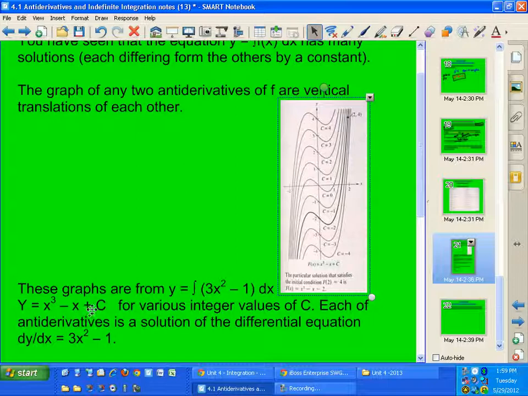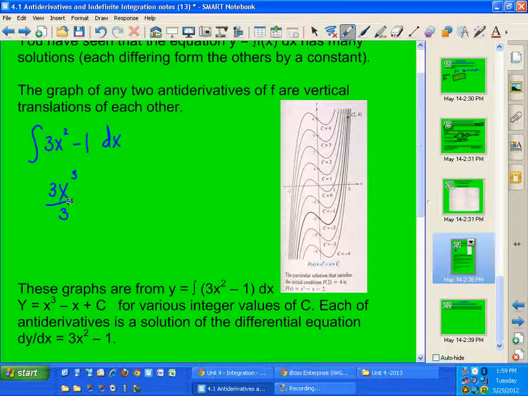So let's just do this real quick. I've got 3x squared minus 1, and I'm going to take that with respect to x. If I raise this up a power, that means x will go to a cube, and then I have this 3 here that I need to get rid of because I multiplied by the 3. So the 3 that was originally there gets divided by the new power.